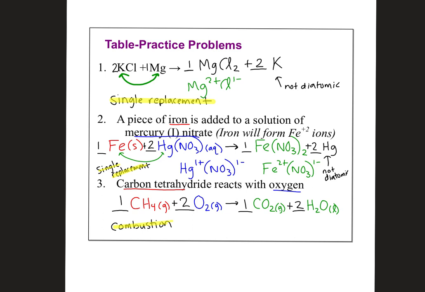Lastly, carbon tetrahydride. So no prefix on carbon, just 1. Tetra is 4, so 4 hydrogens. No crisscrossing, we just use the prefixes. Reacts with oxygen. Oxygen is one of my Hike-Brony Cliff Bars, so it gets an O2. I see a hydrocarbon plus oxygen. That's always a combustion. Products are CO2 and H2O, and then you can balance.